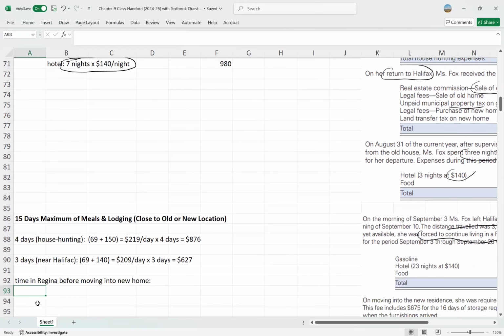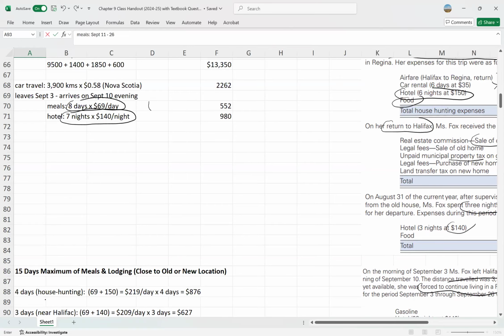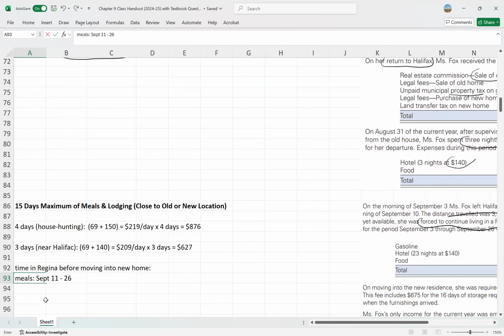we're going to have to once again think about how many days of meals and how many nights in hotels. So let's talk about the meals. We're going to include September 11th to the 26th, because on September the 10th, she was actually still driving to Regina. So that meal was included up here for September the 10th. But September the 11th, we can include. And once again, she's not moving into her new home until probably later on the 26th. So for the meals, this would be a total of 16.